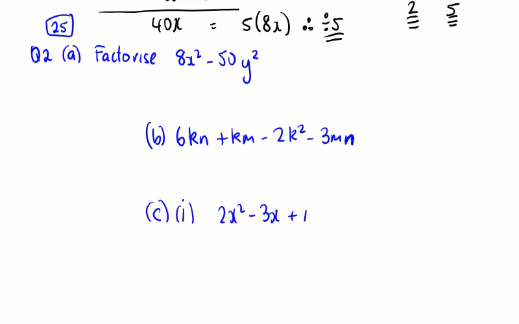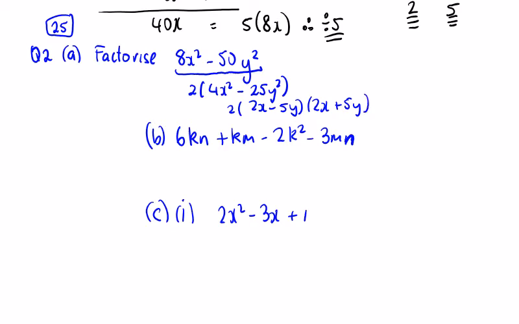Question 2 starts with 3 factorizations, all worth 5, and then it goes on to drawing a function which is worth 10. So factorizing this, normally when we have 2 terms, it's the difference of 2 squares. So if we divide by 2, we'll get the difference of 2 squares inside the bracket. So we're going to get 2 times (2x minus 5y) by (2x plus 5y). So again, 2 or 5 for all of these.